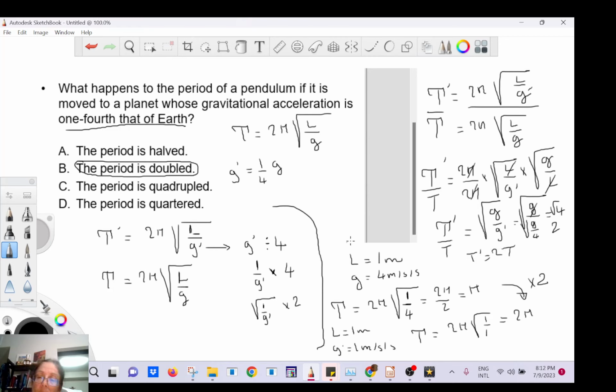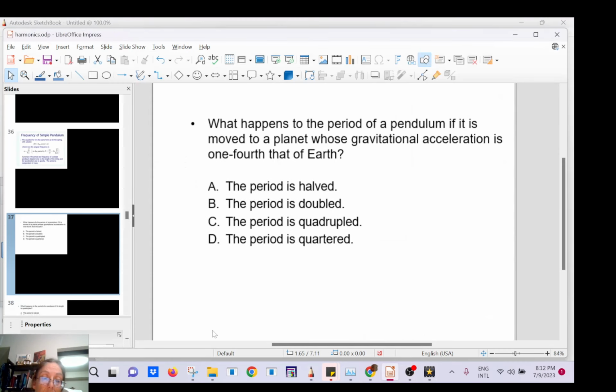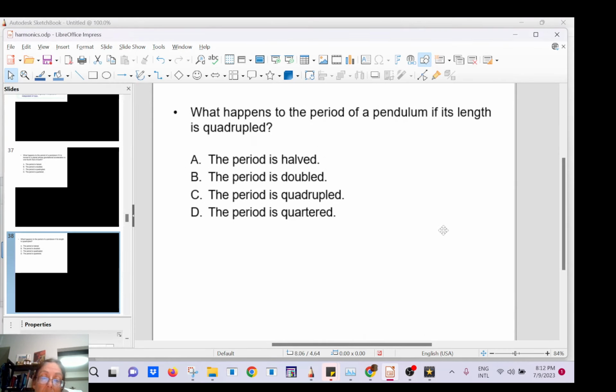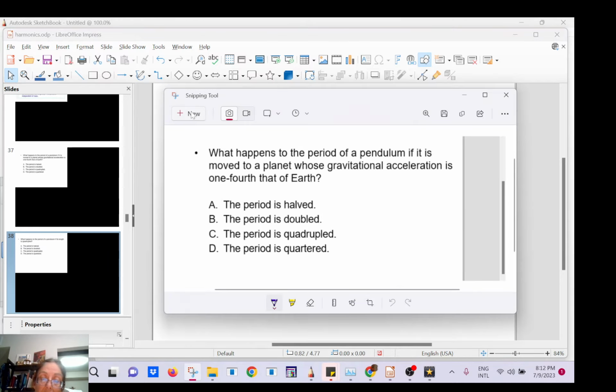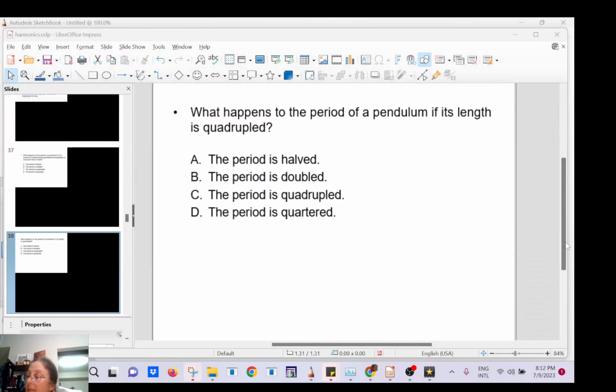So maybe this way here is the easiest way. This one, if you're used to it, is also nice. This one works well when you have actually numbers. So it's typical conceptual questions. So what happens if the length is multiplied by 4? Let's see.